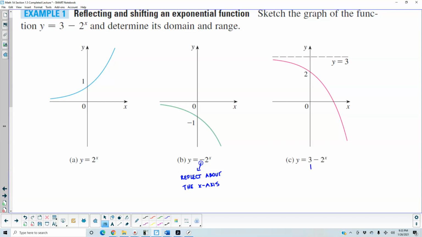And then we shift up 3 units. And then if you look at this graph, the y equals 3 is considered our horizontal asymptote. Okay, so now the next part is we want to find the domain and the range.